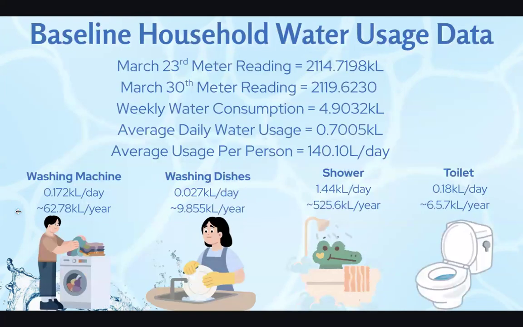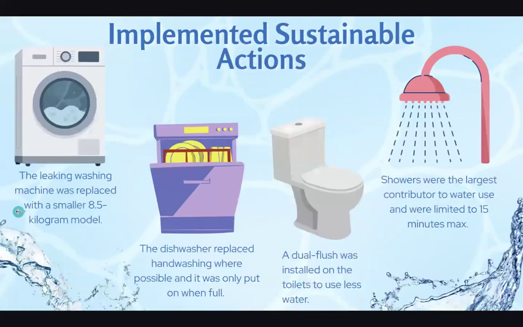Before starting my action plan, I collected baseline data using water meter readings from March 23rd to March 30th. The data showed our household used about 4.9 kiloliters of water during this week. This averaged 700 liters or 140 liters per person per day. The estimated water use from showers, toilet flushing, laundry, and dishwashing was also analysed. Showers accounted for the largest share of household water use. This baseline data showed how daily household actions affect water use. It also identified where the biggest reductions could be made during the Eco Challenge.